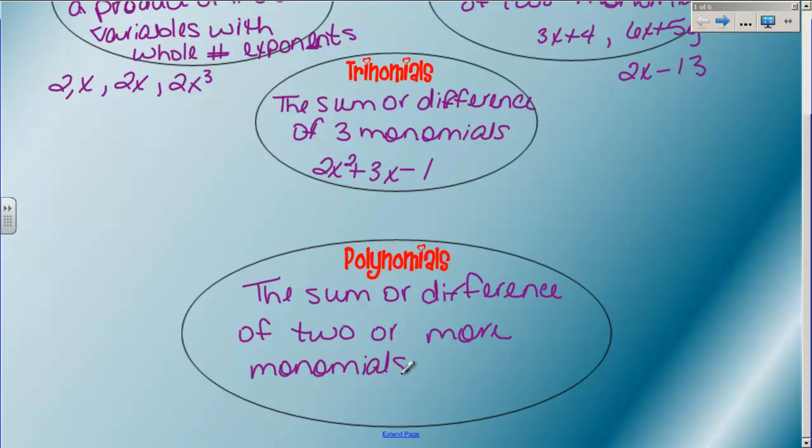So a binomial is a fancy kind of polynomial. A trinomial is a fancy kind of polynomial. And anything bigger than that is also a polynomial. But polynomial is like the big word that covers all of it. And you have to remember, a monomial is just the single little term. It is the number, the variable, or the product of the two. So there are your definitions. Now let's practice this.